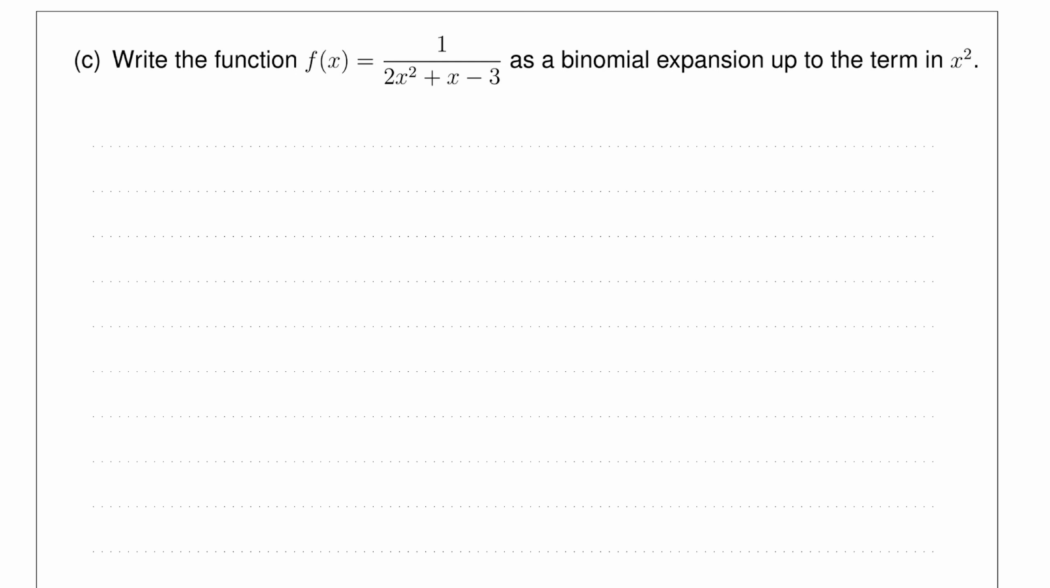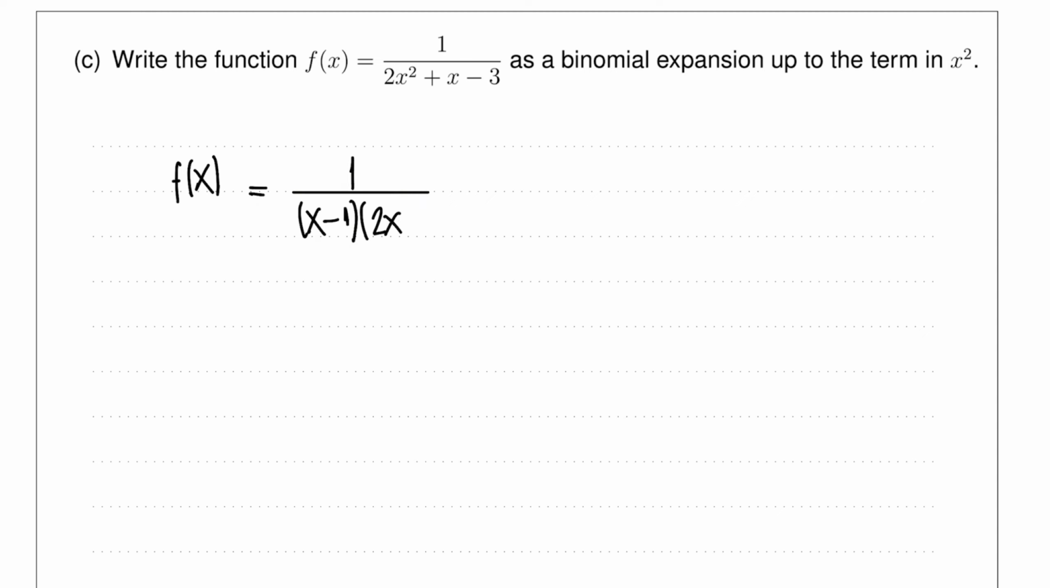Now, let's move to question C, which is one that involves binomial expansions with rational exponents. Let's get to it. All right, so in question C, we need to write the function 1 over 2x squared plus x minus 3, which, by the way, is the same one that we got before, as a binomial expansion up to the term in x squared. So we got this before. We even know the factored version of this. But even if we didn't, of course, we can factor it.